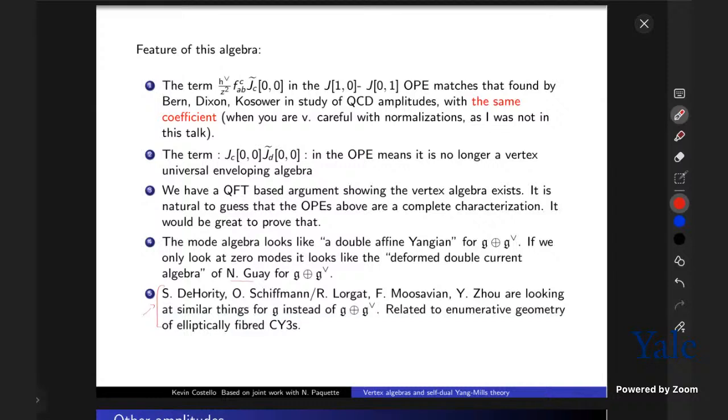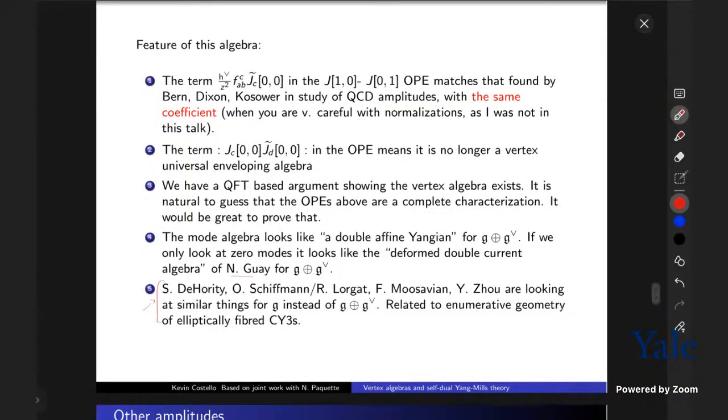It's really fun. They find something where the character of the vertex algebra is a generating function of BPS invariants and this kind of thing, things that you're familiar with. The G plus G dual case probably has some similar setup, but I don't see it yet.